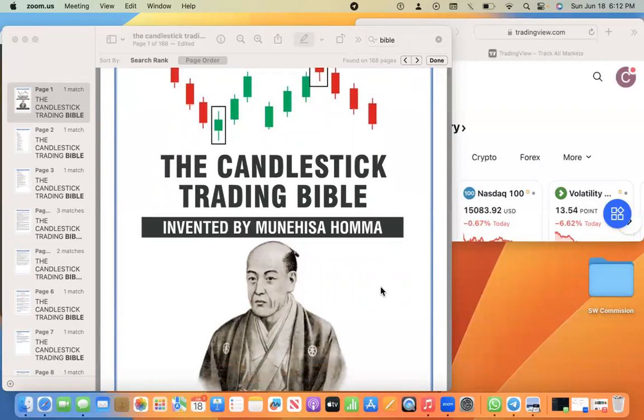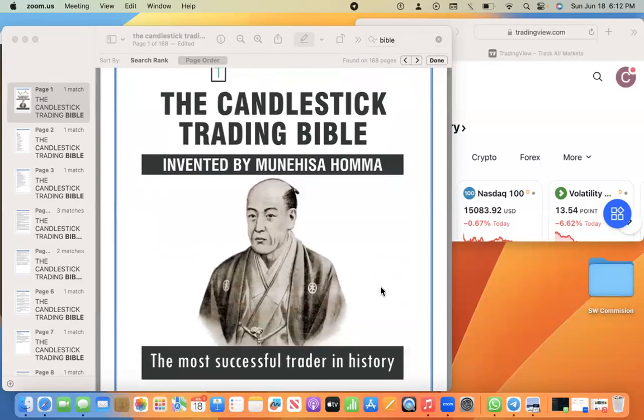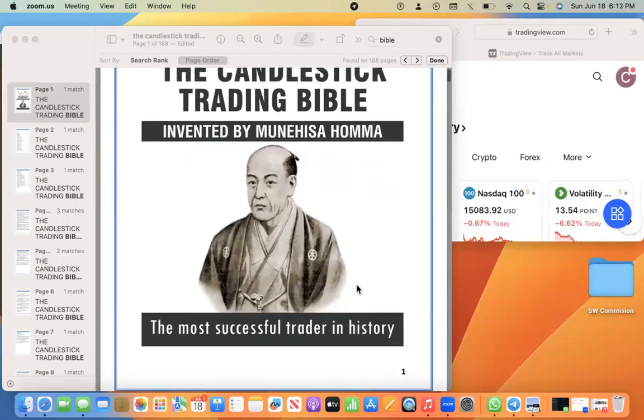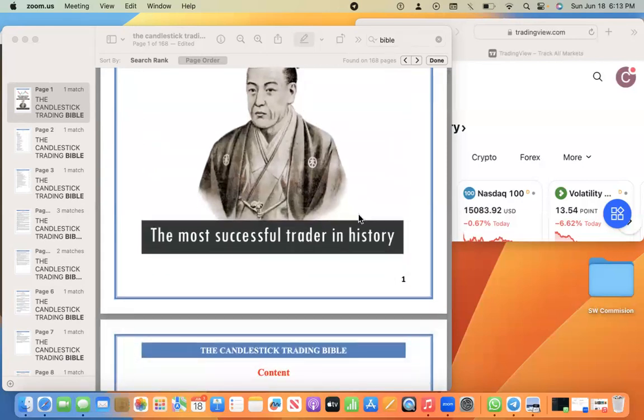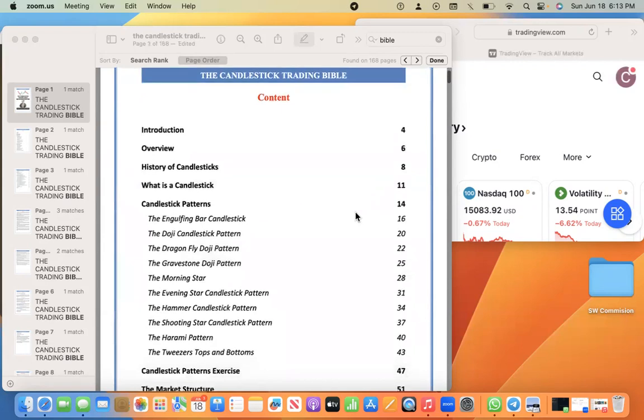So the Candlestick Trading Bible was invented by this Japanese guy named Munehisa Homma. I'm not sure if I'm pronouncing it right, but that's allegedly him. And they consider him one of the most successful traders in history simply because he brought the idea of the candlestick pattern to everyone's attention, right?